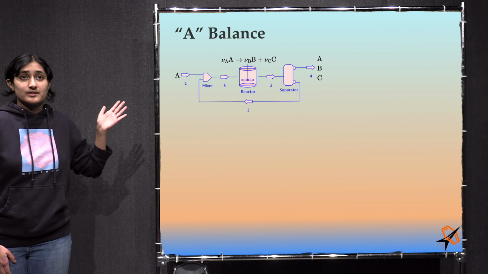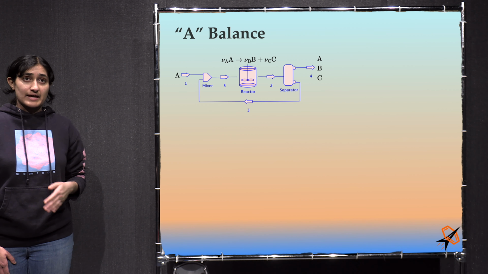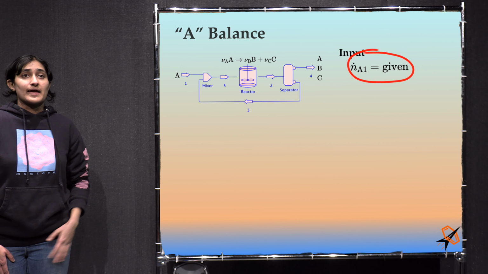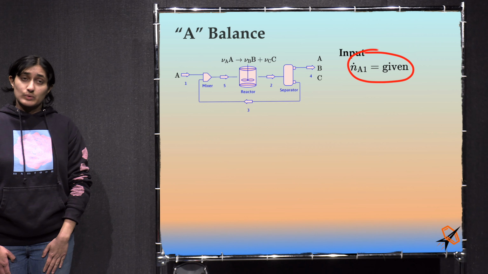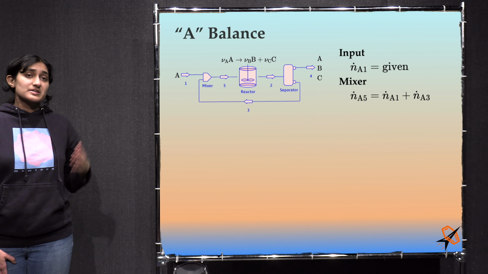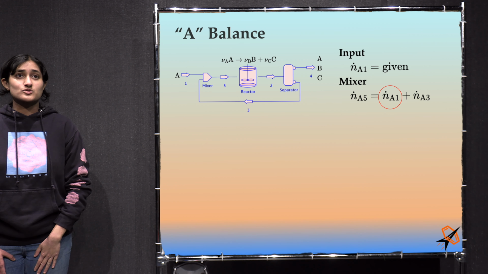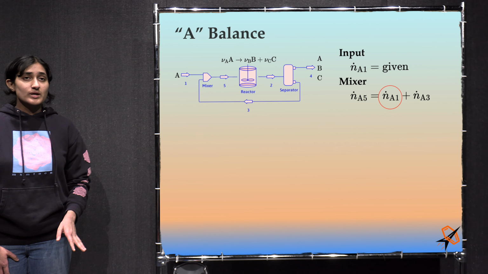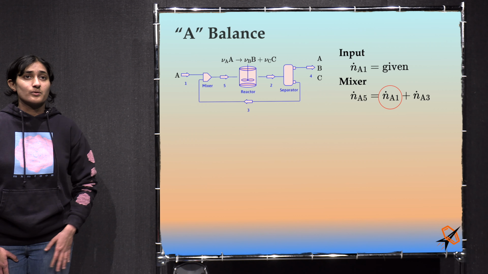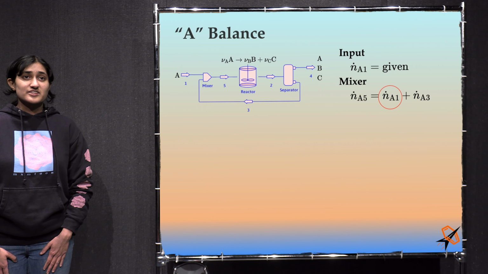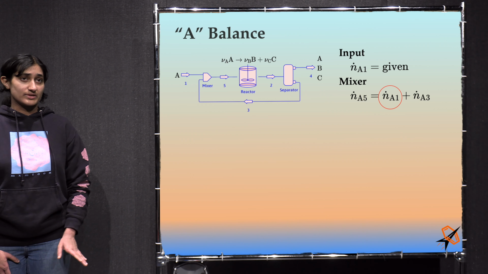Here's the PFD again. We will begin with the balance on species A, starting at the feed. The feed rate of A in stream 1 is a given, so that is one equation we know in full. In the mixer, the output of A in stream 5 is the sum of the inputs from stream 1 and stream 3, the recycle stream. We don't yet know the output flow, or the recycle flow, so we only know n.A1. That's one equation and two unknowns, so we can't solve it yet.